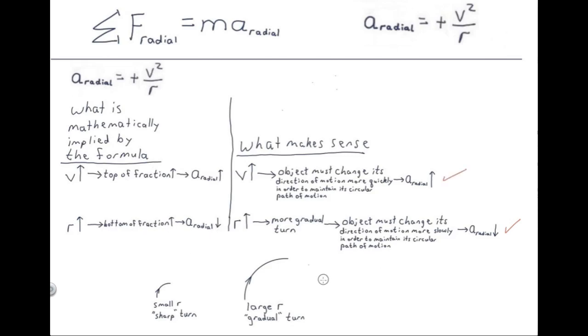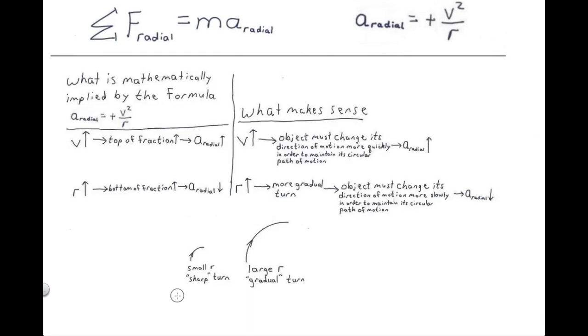Think about driving around a curve. It's more dangerous to drive around a curve with a sharp turn rather than a gradual turn. Here's why.